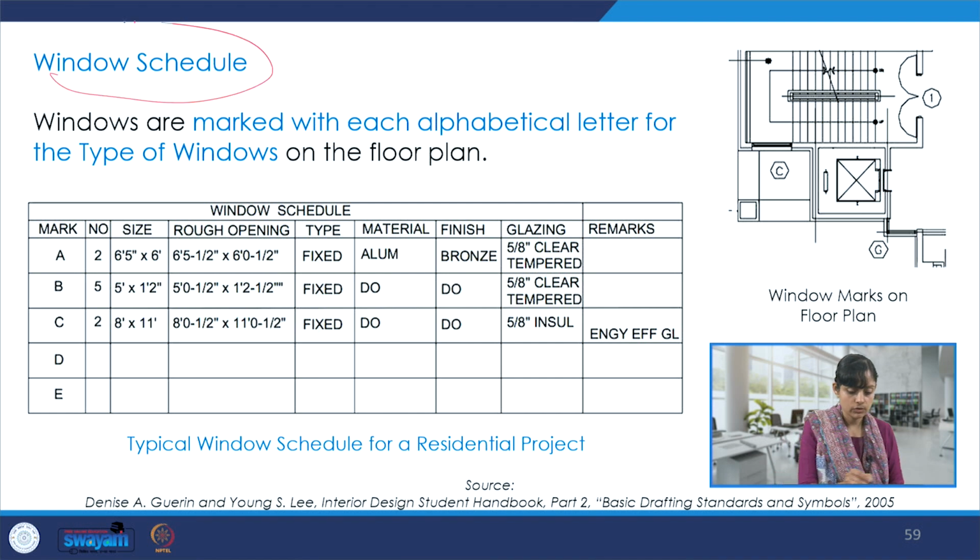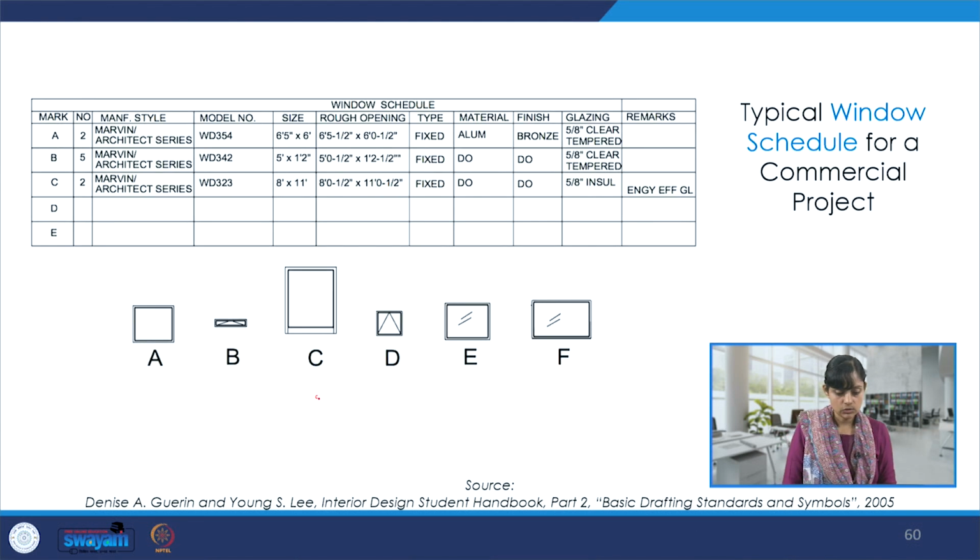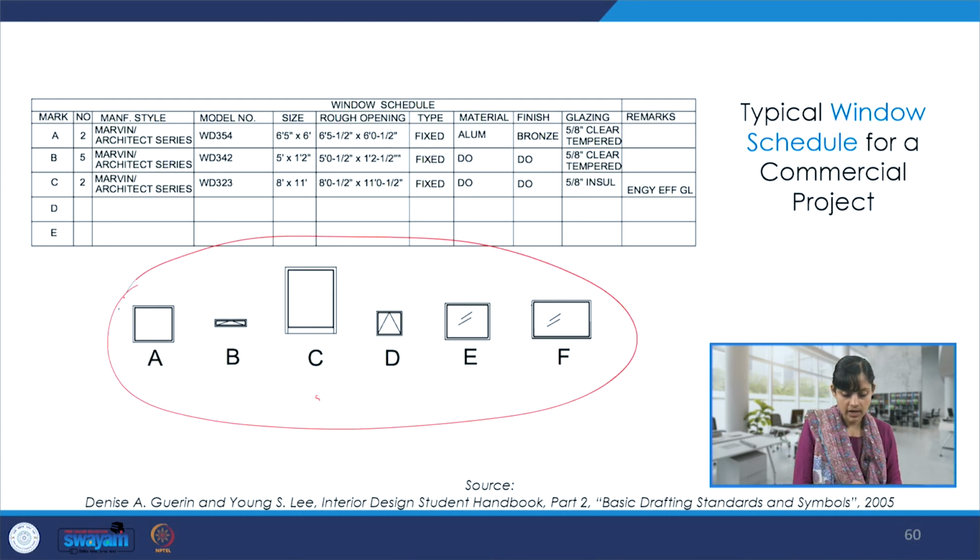We also have window schedules again, right? So different kinds of sizes and then different kind of opening, what material, and whether there's a fixed window or what kind of glazing is there, all of that, what kind of finish is there. And here also, if we see again different kinds of windows or openings, and then accordingly this schedule is made. So one project could have a variety of these openings or different typologies of windows or doors, and they will all get reflected in this schedule.